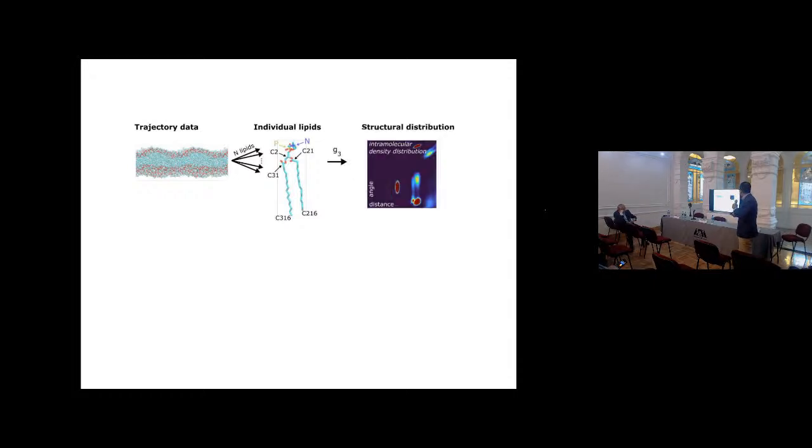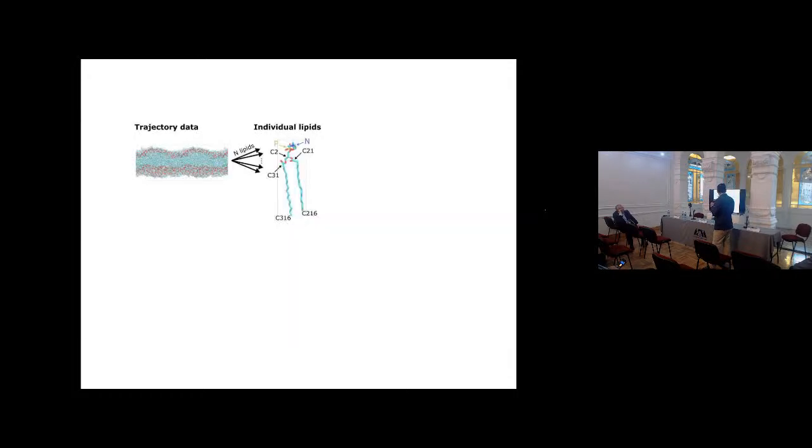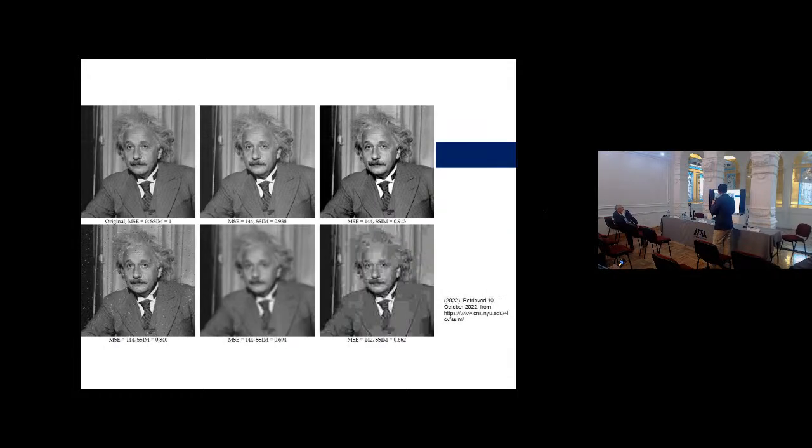From the trajectory data, we have the individual lipids. We have 500 of them, and we can calculate this G3 per lipid. Once we start calculating per lipid, we are getting the information of the lipid itself, the structure of the lipid, right? And now we use this similarity index.